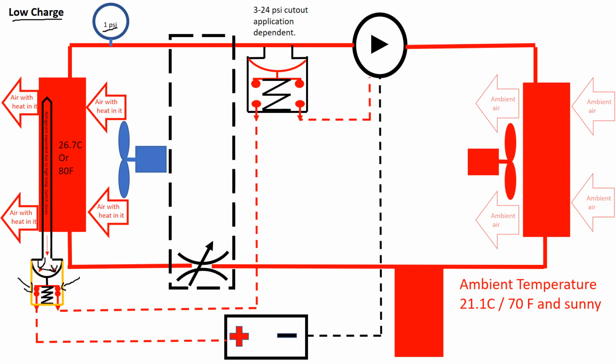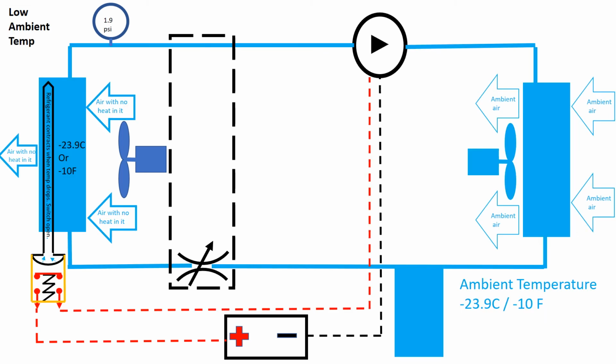However, what we've done now is put a low pressure switch into the system as well. Again, that contact cutout will be 3 to 24 psi, switch dependent. We've only got 1 psi, therefore the low pressure switch contacts are going to go open and prevent that compressor from pumping and possibly damaging or destroying itself from lack of oil circulation.